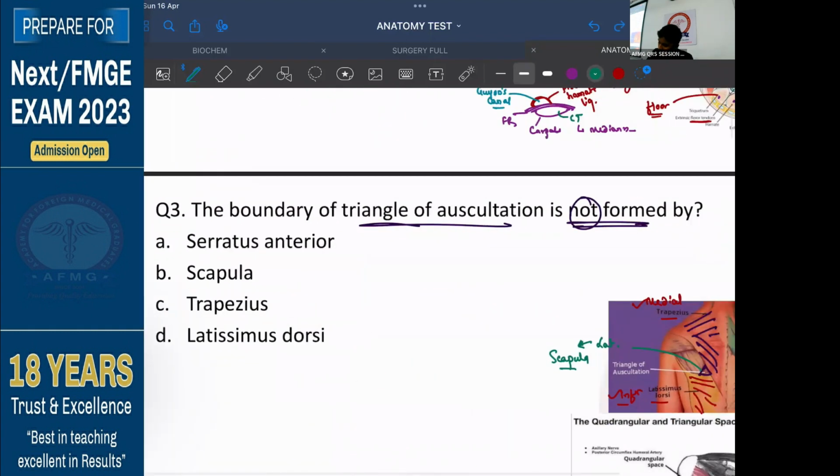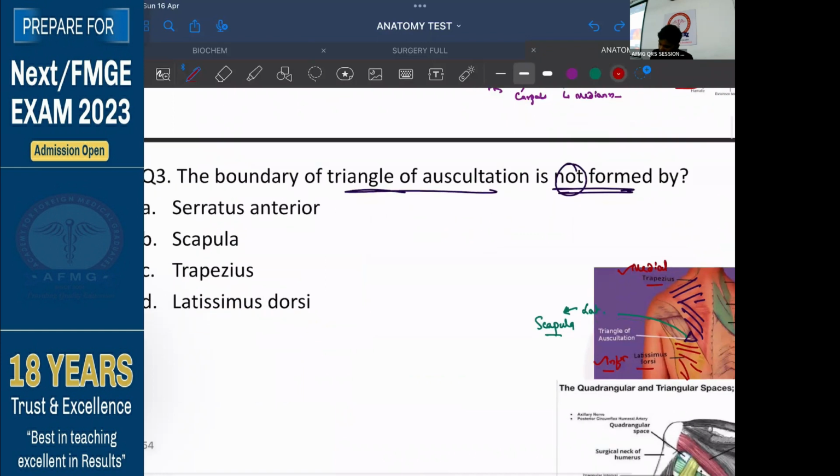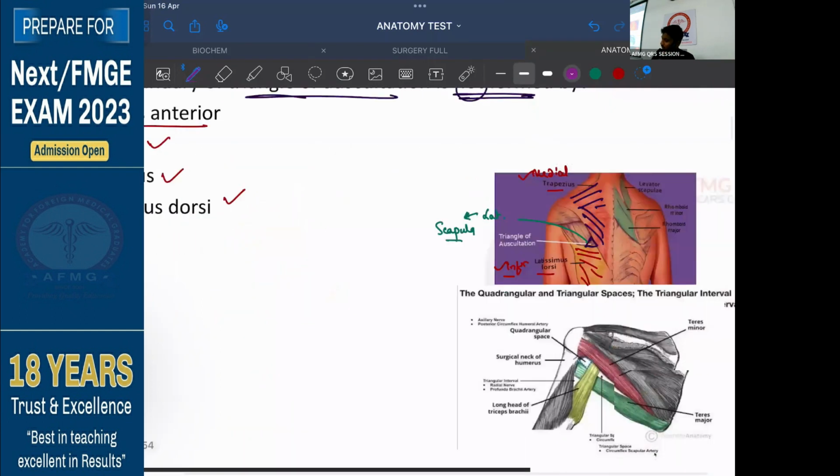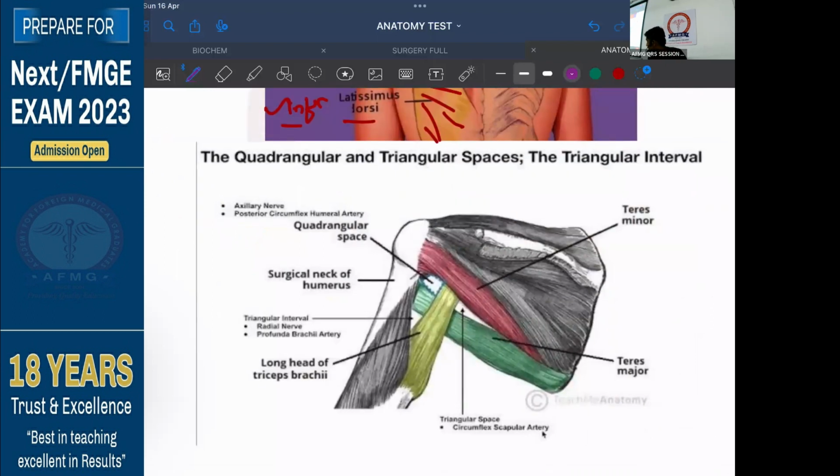So what is not your answer? Scapula forms the lateral border, trapezius forms medial border, and latissimus dorsi forms the inferior border. Serratus anterior does not form any border of the triangle of auscultation. No difficulty up to here. Then there are two important triangles again over here. There are two important triangular spaces and one quadrangular space again in the posterior aspect of the back.